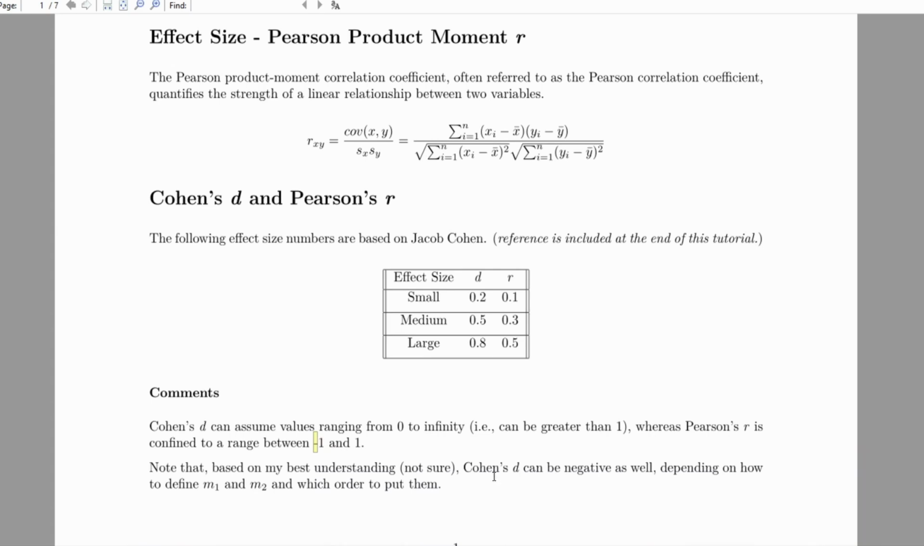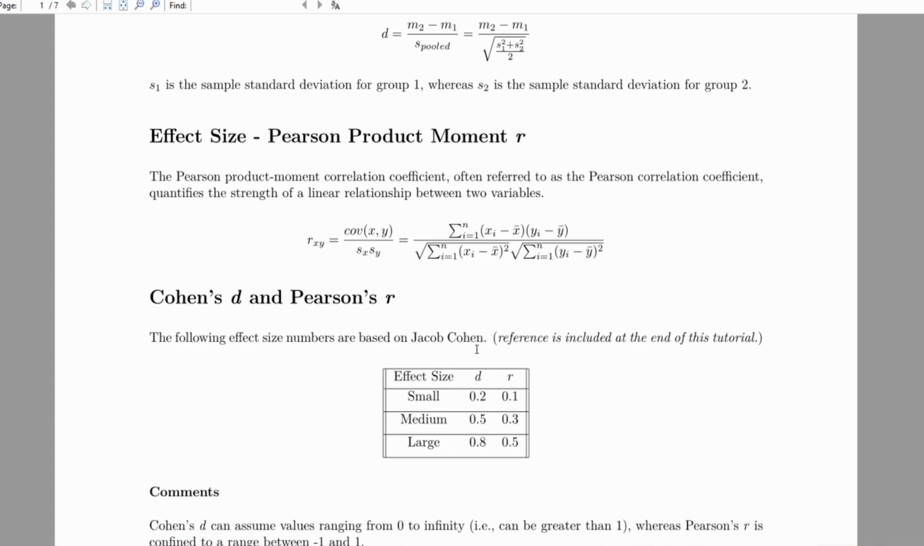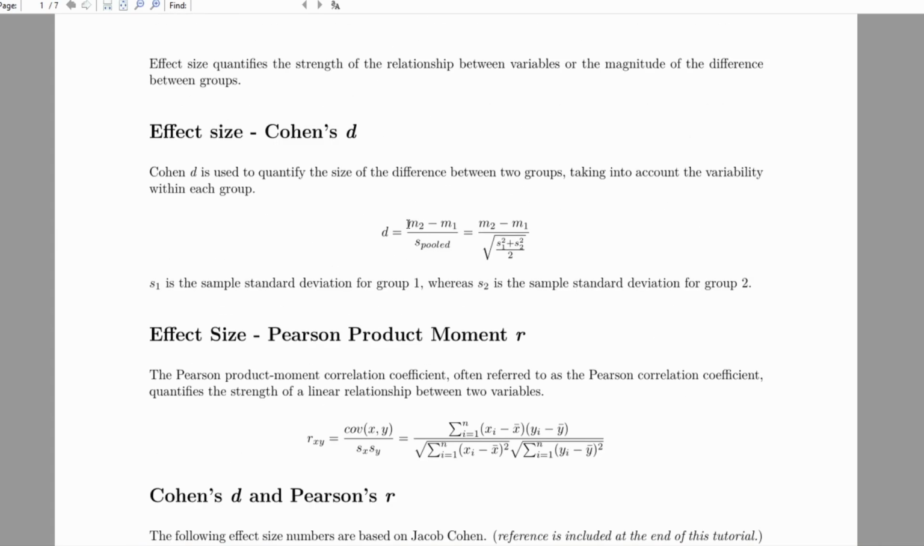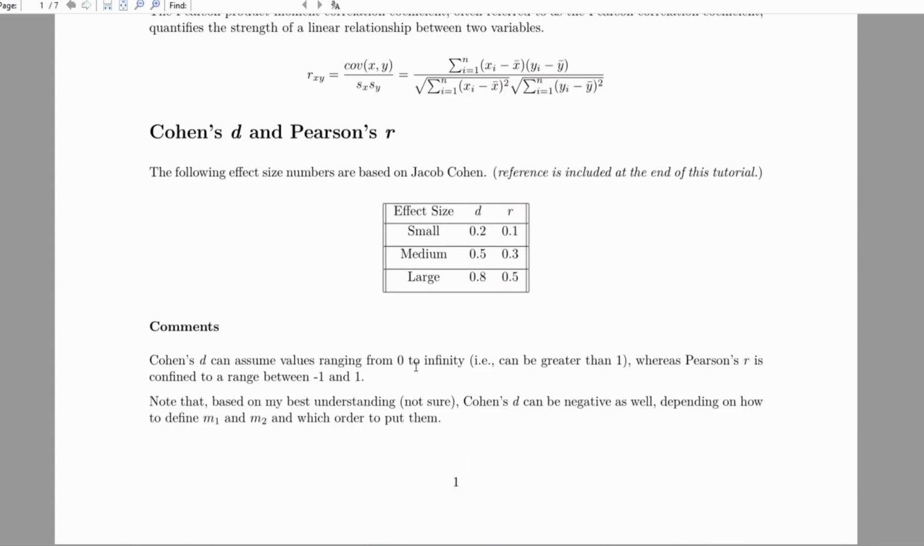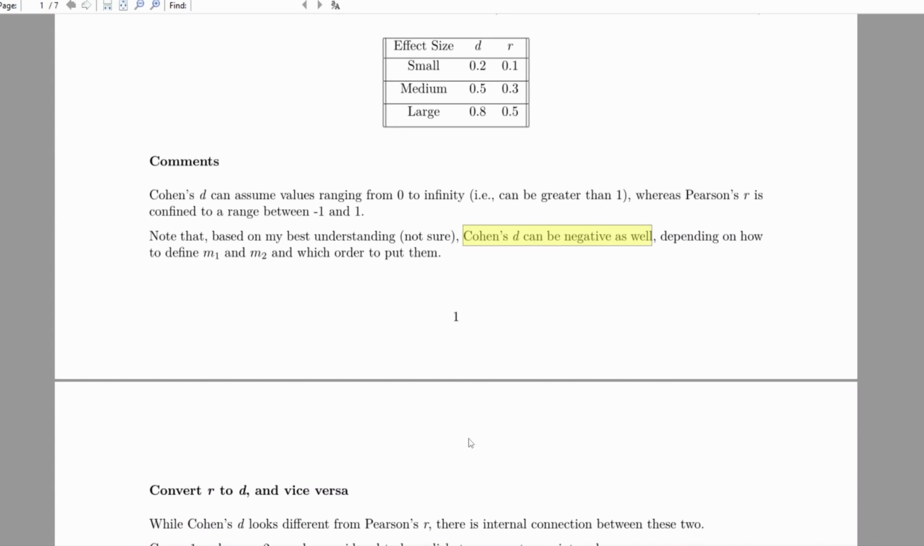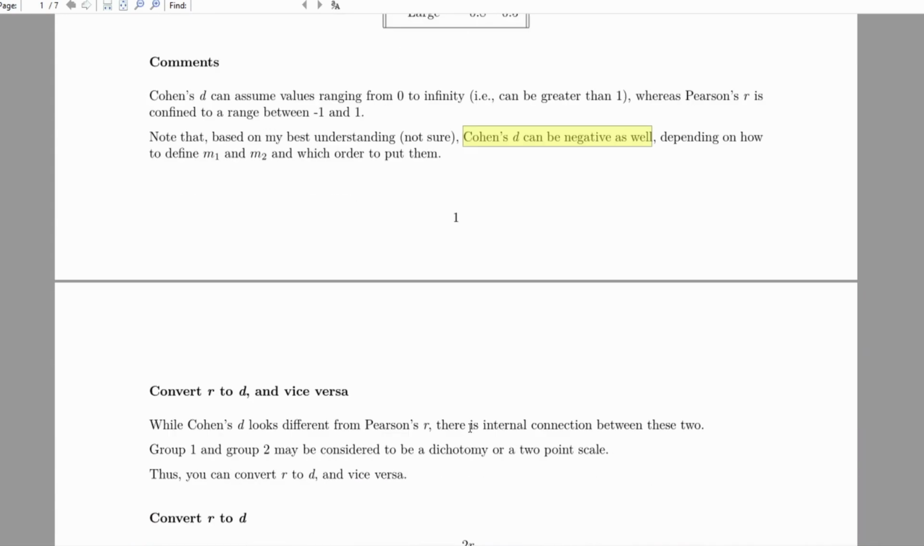Another one is actually my personal note. In my opinion, and I'm not 100% sure it's correct, my understanding is that Cohen's d can be negative as well. The reason is that, for instance, if M2 is smaller than M1, then the numerator is negative, and the denominator is always positive. That means it can be negative. That's just my understanding, it could be wrong, so there's no guarantee. If you have any questions, feel free to comment down below. And if I make a mistake here, you can also feel free to point it out.